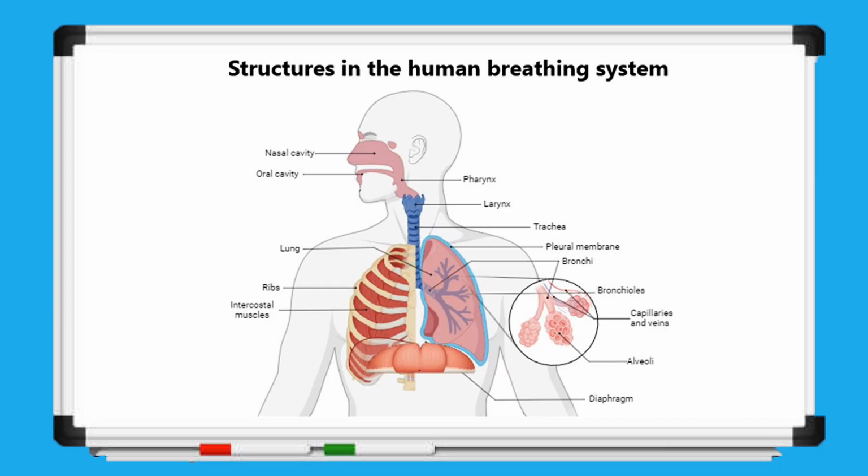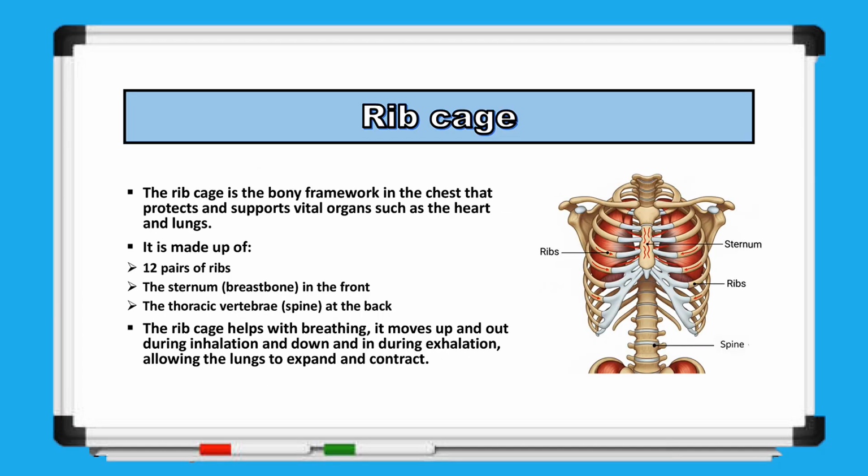Now, we will focus on the specific organs mentioned in this specification and study each of them one by one in detail. First, let's talk about the rib cage. The rib cage is the bony framework of the chest that plays a very important role in protecting and supporting the vital organs inside our thoracic cavity, mainly the heart and the lungs. It forms a strong yet flexible structure that keeps these delicate organs safe from injury while still allowing movement during breathing.